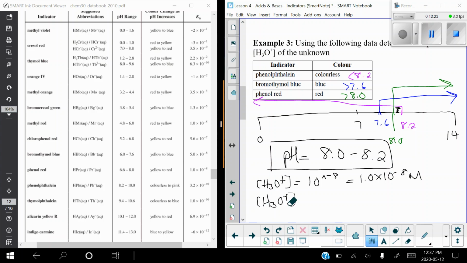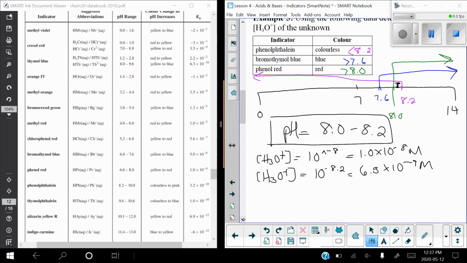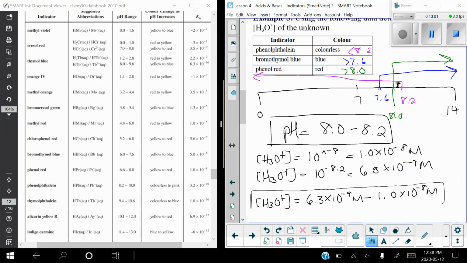H3O plus is equal to 10 to the power of negative 8.2, which gives me 6.3 times 10 to the negative 9 moles per liter. Just a good rule of thumb, when you are listing mathematically, you always list smallest number to biggest number. So our hydronium concentration range is going to be 6.3 times 10 to the negative 9 moles per liter to 1.0 times 10 to the negative 8 moles per liter. There is our hydronium concentration, and here is our pH.